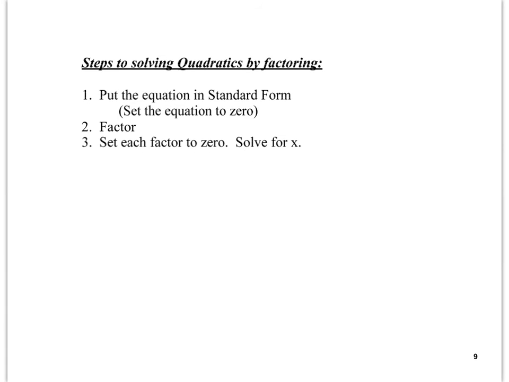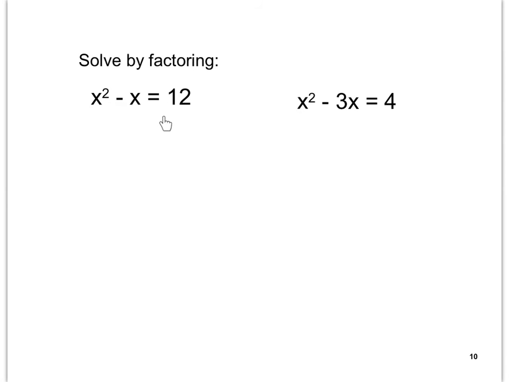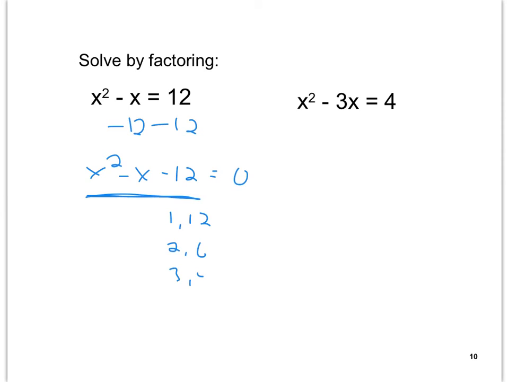So let's do one. I have x squared minus x is equal to 12. First thing I'm going to do is set this equal to 0, so I'm going to subtract 12 from both sides. I get x squared minus x minus 12 is equal to 0. Let's factor right here. The factor pairs of 12 are 1 and 12, 2 and 6, 3 and 4. The factor pairs that have a difference of 1 are 3 and 4. So we're going to factor this now as x minus 4, x plus 3.